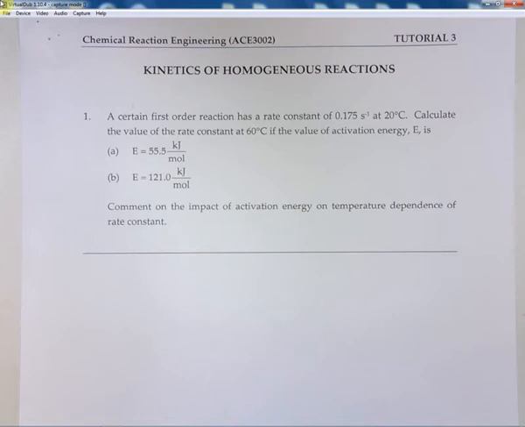Okay, today we will be looking at the third tutorial of CRE. The topic will be on kinetics of homogeneous reactions. So let us look at the first question.